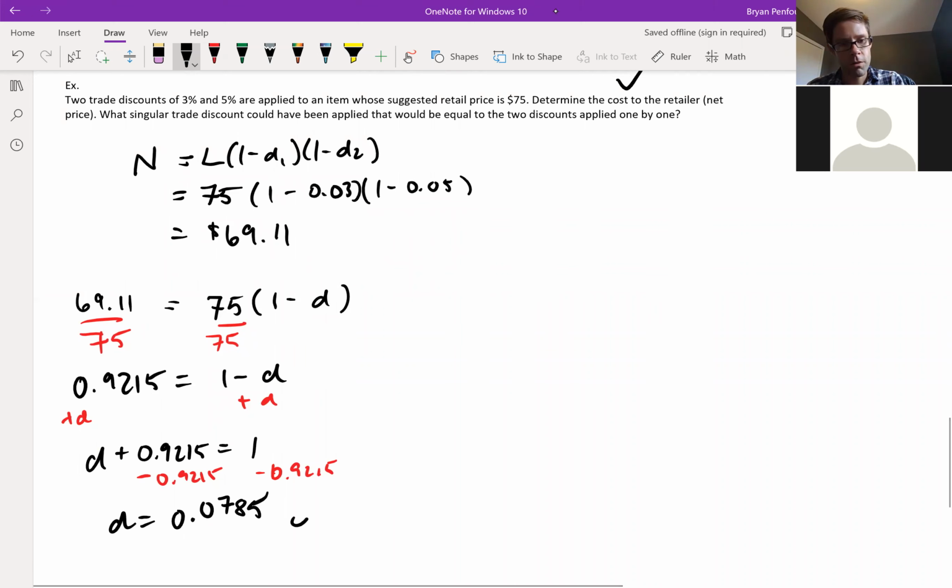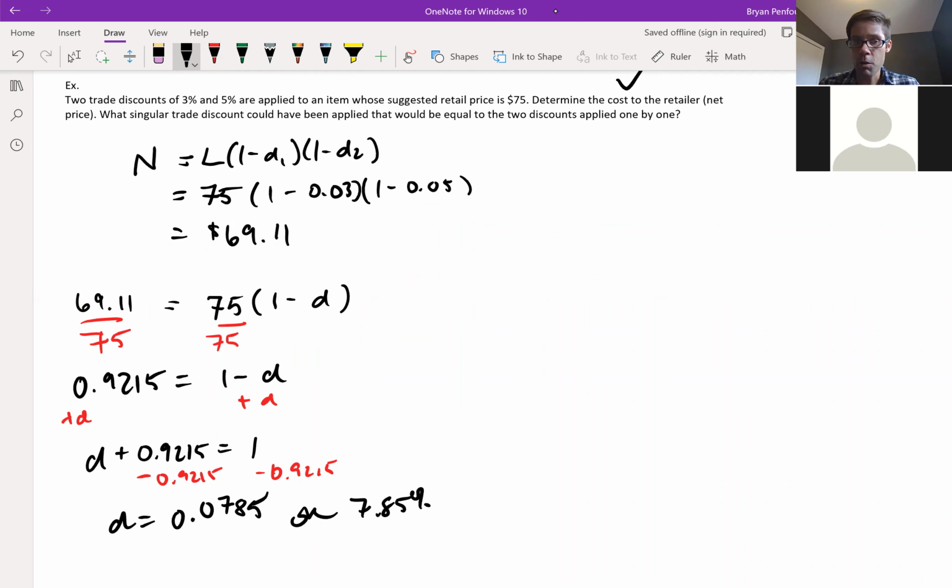Nice. So we get a 7.85% trade discount. That would be equivalent to our 3% and 5% applied back to back. So be really careful here. This question probably will pop up potentially on test number 1 and maybe on the final exam as well.